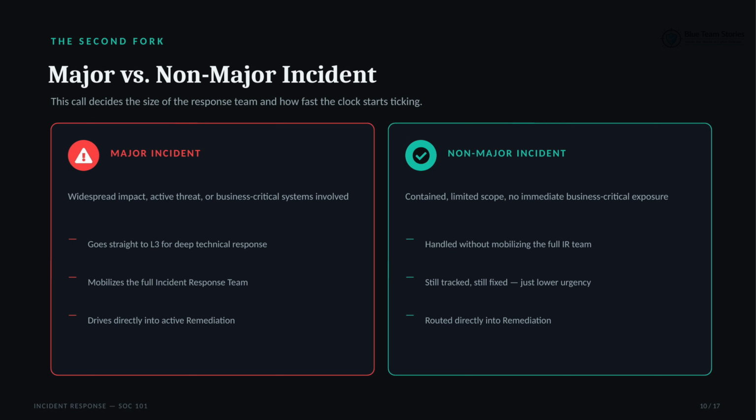Major versus non-major incident. After the investigation, the incident is categorized as either a major incident or a non-major incident. A major incident typically involves significant business impact, widespread compromise, or critical systems. A non-major incident is still important but can usually be handled without mobilizing additional response teams. This classification determines the scale of the response effort.